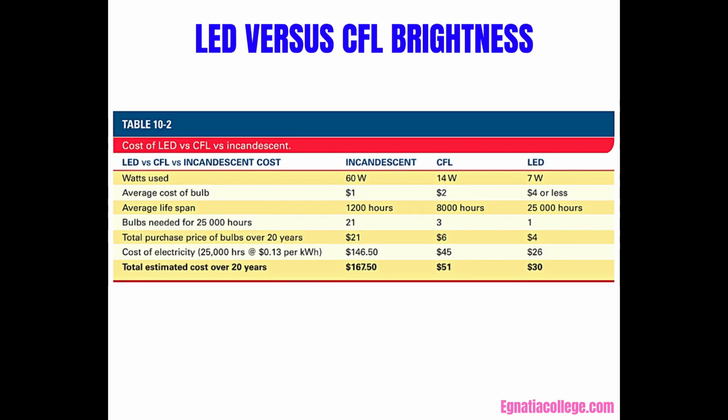LED bulbs require much less wattage than CFL or incandescent light bulbs, which is why LEDs are more energy efficient and longer lasting. The far left of the chart is the lumens, brightness, or intensity, and the rest of the columns compare how many watts of power each light bulb type requires to produce that level of brightness. The lower the wattage needed, the better.